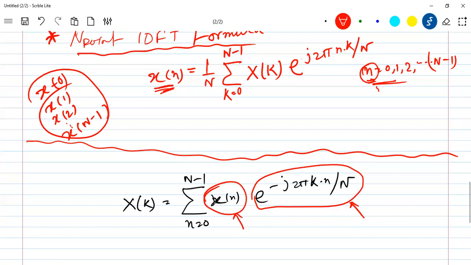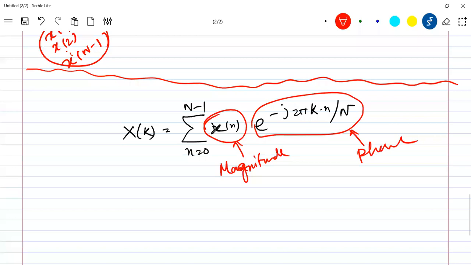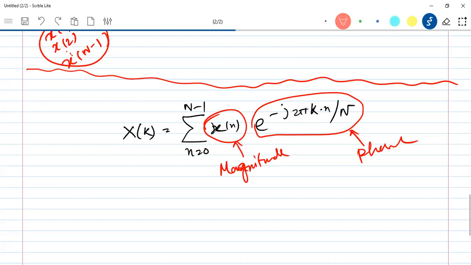Amplitude and phase. Amplitude or magnitude? Magnitude. This is magnitude and this is your phase. This is very important. After the DFT and IDFT formula, we are moving to this phase and magnitude part. We are calculating with the phase and magnitude part.